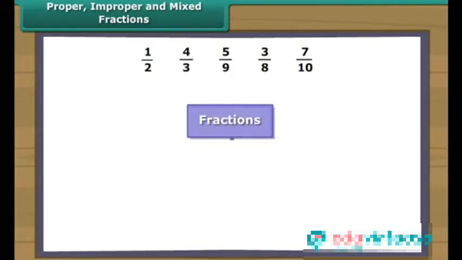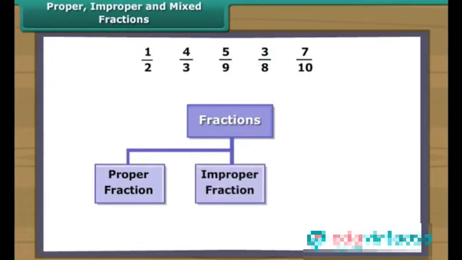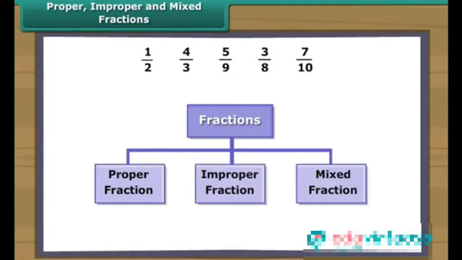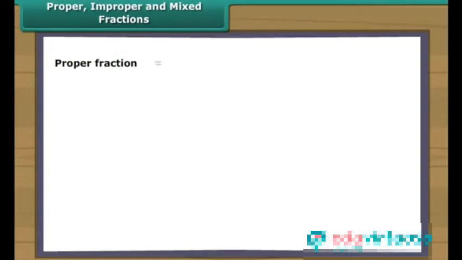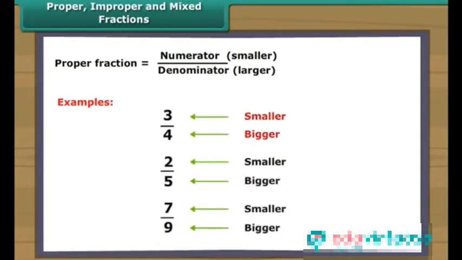Proper, improper, and mixed fractions. We know that a fraction is a number representing a part of a whole. Fractions are of 3 types: proper fraction, improper fraction, and mixed fraction. In a proper fraction, the numerator is less than the denominator. For example, 3/4, 2/5, 7/9 are proper fractions.